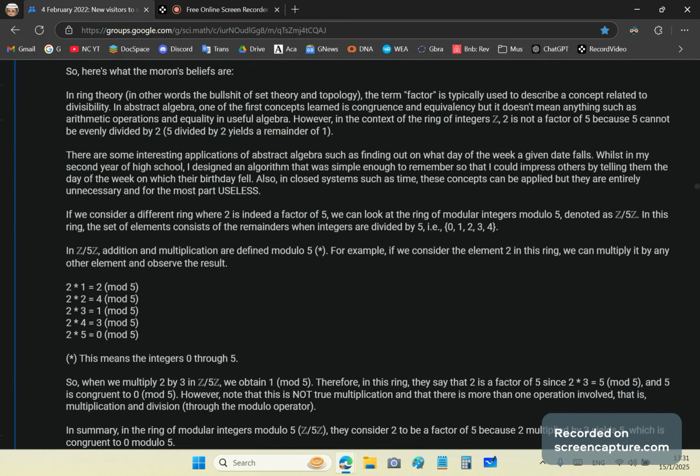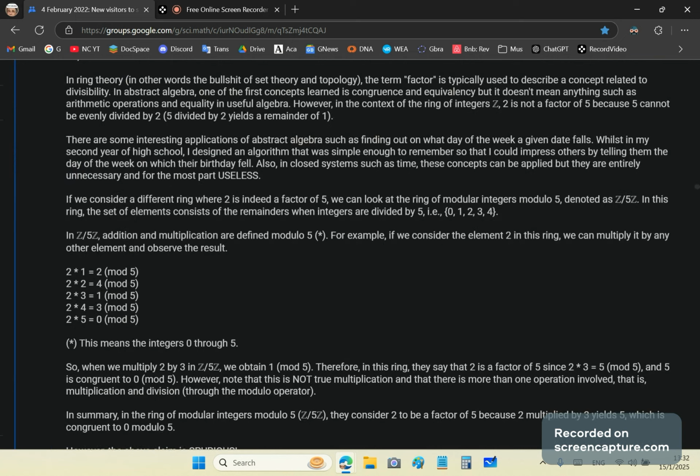So let's see what do the morons believe? The morons such as Markus Klyver in ring theory. In other words, the bullshit of set theory and topology. The term factor is typically used to describe a concept related to divisibility. Okay, in abstract algebra, one of the first concepts learned is congruence and equivalency, but it doesn't mean anything such as arithmetic operations. It has no relation to that whatsoever, and it doesn't have any equality that's useful in algebra either. So, however, in the context of the ring of integers, which is capital Z, 2 is not a factor of 5 because 5 cannot be evenly divided by 2, right?